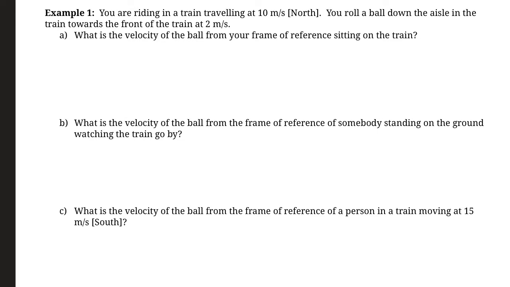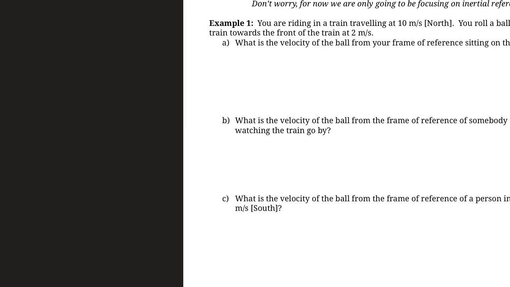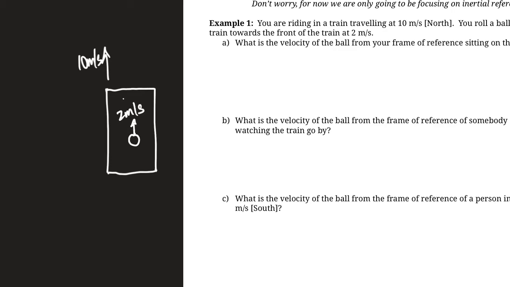If you're riding in a train traveling 10 meters per second north and you roll a ball down the aisle in the train towards the front of the train at 2 meters per second. So you're sitting on a train, you roll a ball forwards, and the train is traveling north. So just off to the side, I'm going to do a little sketch here. So here's the train traveling north at 10 meters per second. And then here's you on the train rolling the ball at 2 meters per second.